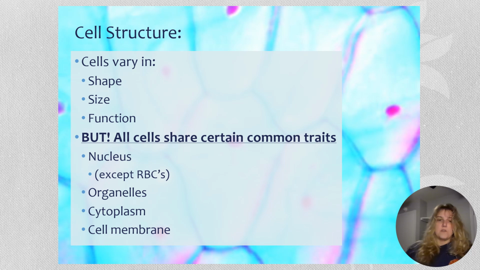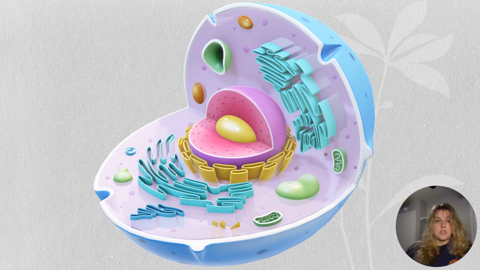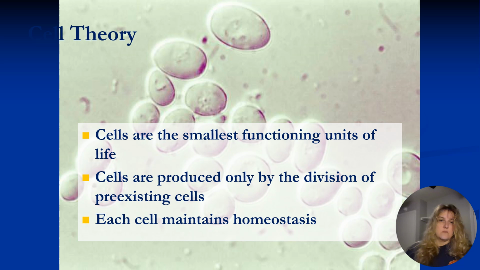So they have little organs that float around inside them. They have a membrane that kind of keeps it all stable and together, and they have fluid that those membranes sit in, which is known as the cytoplasm. So this is just a typical picture of a cell, just a cell rendition.